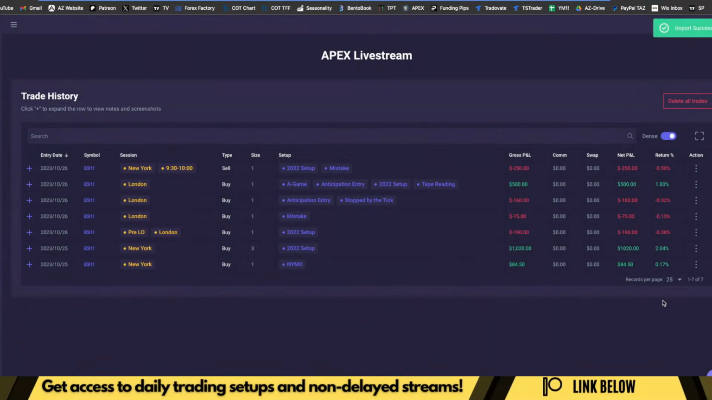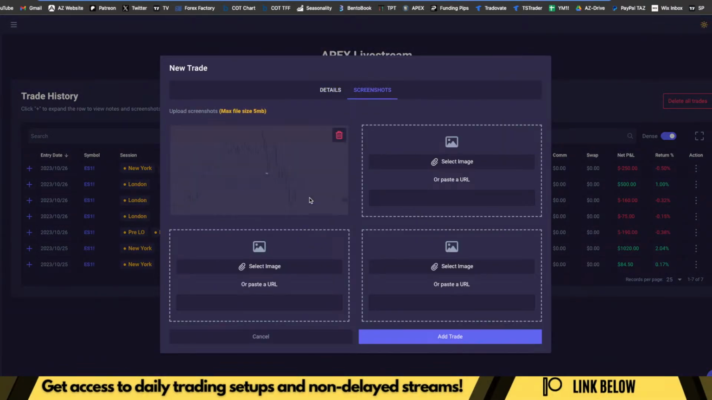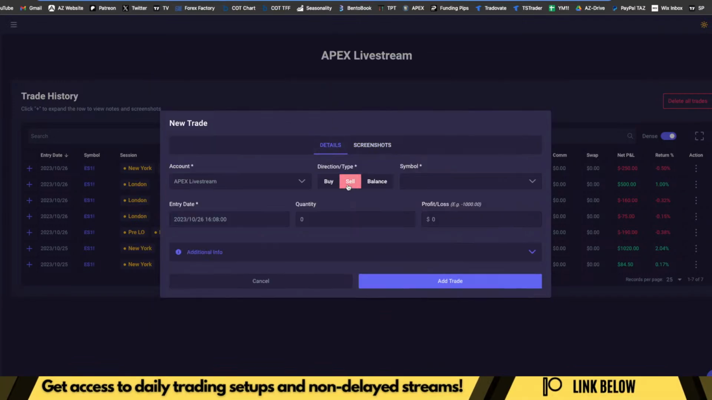Can add the trade. And now we're also going to add the second one where we won. It's a good habit of journaling your trades right after you took them, because that gets you away from the screen. And once you hit your first win, it's kind of hard to stop.